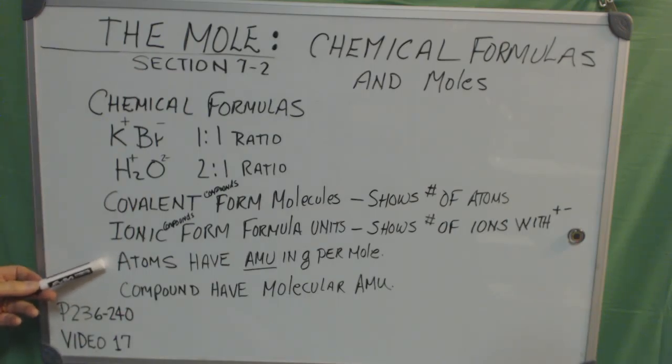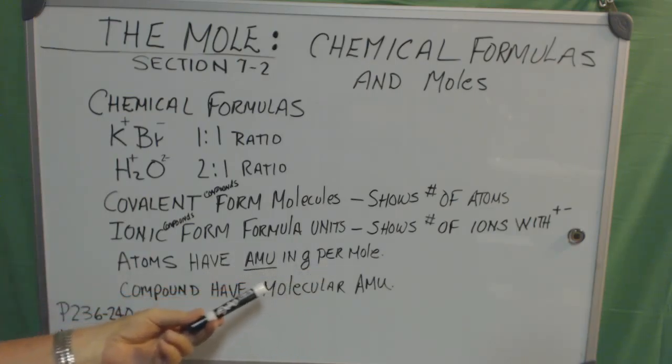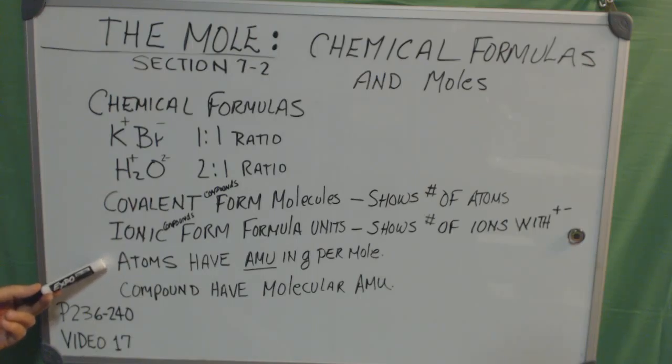Each atom has an atomic mass in grams per mole. On the periodic table we look and we find that, and usually it's to 3 to 5 decimal places, and for our practical purposes we're going to round off to 2 places.